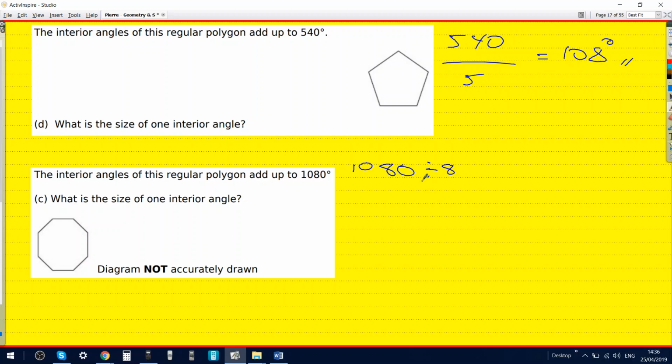So 540. And then half of 540. Half of 500 is 250. So half of 40 is 20. So 250 plus 20, 270. Half of 270: half of 70 is 35, so 135. Well done.